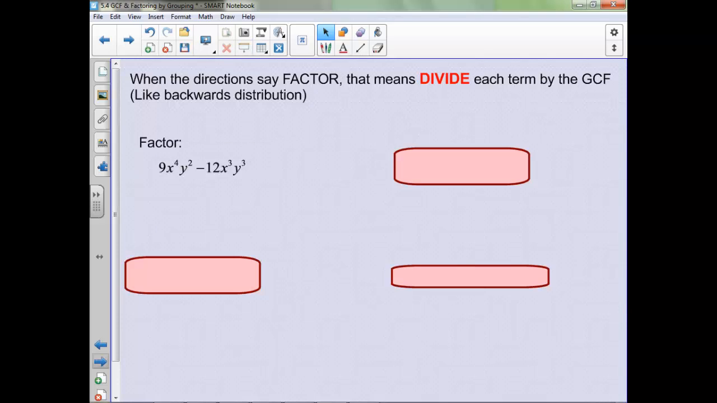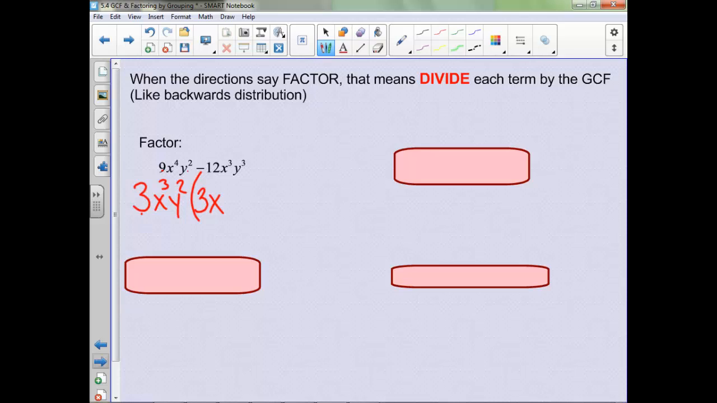So let's start here. And looking at 9 and 12, our GCF is going to be 3. But we also can take out 3 x's and 2 y's. So when we divided that out, 9 divided by 3 is 3. We took out 3 x's, so we're left with an x. And we took out both y's here, so there's none left. And then we had negative 12 divided by 3, so negative 4. We took out all 3 x's. And we took out 2 y's, so that means there's going to be 1 y still left in here.